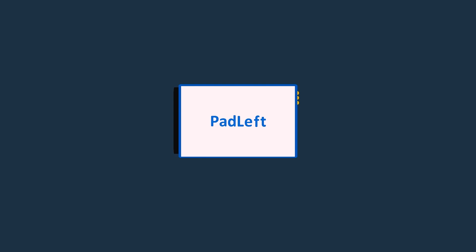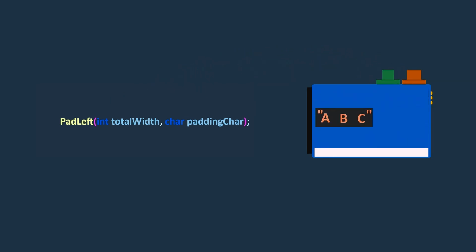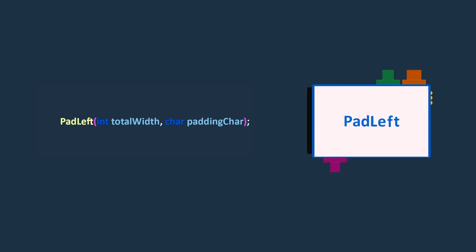Let's begin with the PadLeft. Here's the syntax of the PadLeft method. This method is used to pad a string with a specified character or a white space on the left side to reach a desired total width. This method is commonly used for formatting purposes, such as aligning text.